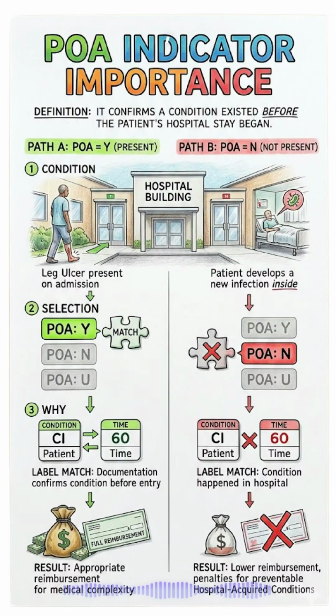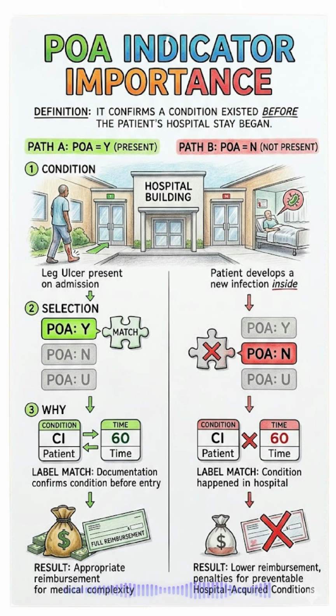24. Why is the present on admission indicator so important for Medicare billing and hospital reimbursement? It proves the patient already had the condition before they walked into the hospital building. Medicare refuses to pay for certain bad conditions if they happen during the actual hospital stay.